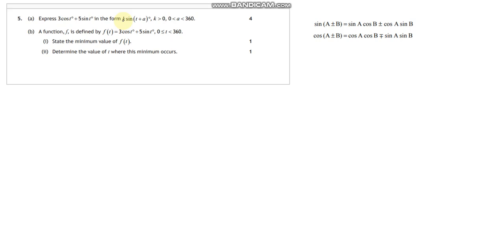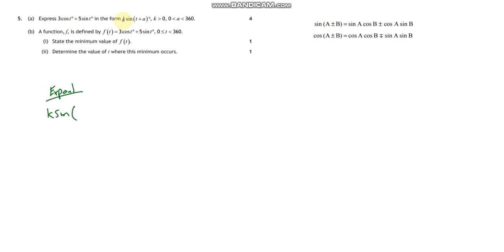Okay, so the first thing I would do is write down my expansion. So we're going to expand k sine of t plus alpha, or a, whatever you want to call it. So if I expand that, I'm using this expansion formula here. So the sine, it goes k, now the k just stays in front, don't worry about the k, k sine and cos, and then it's cos and sine. This is how I write it when I do it.